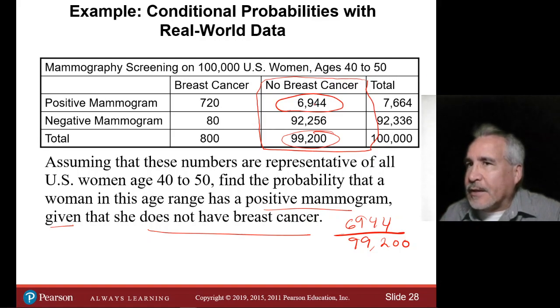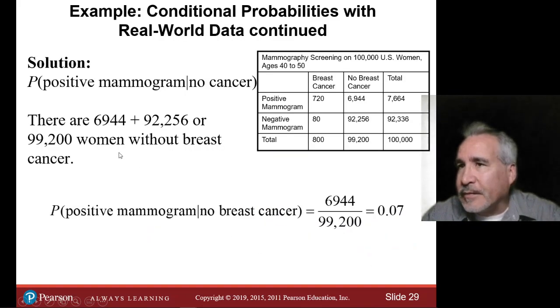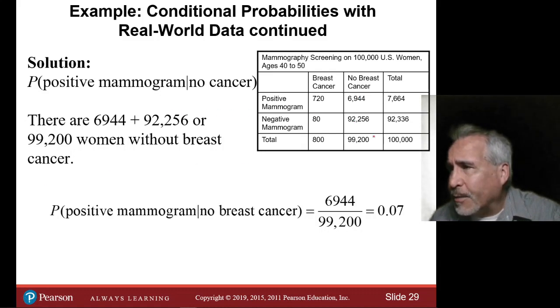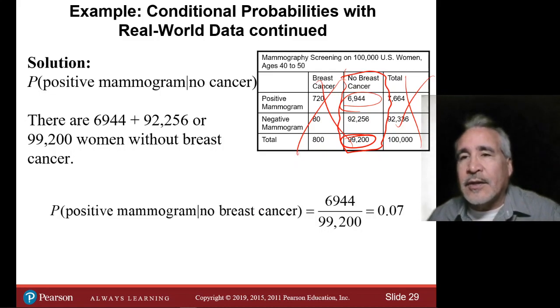Okay, so 690. So it's still possible to have a positive mammogram without having breast cancer. Again, you just take from the chart. You could add these two, but again, it's got the total here. We're just dealing with this group. So the rest of the table, we don't even consider. Okay, so that's what we're doing with this.